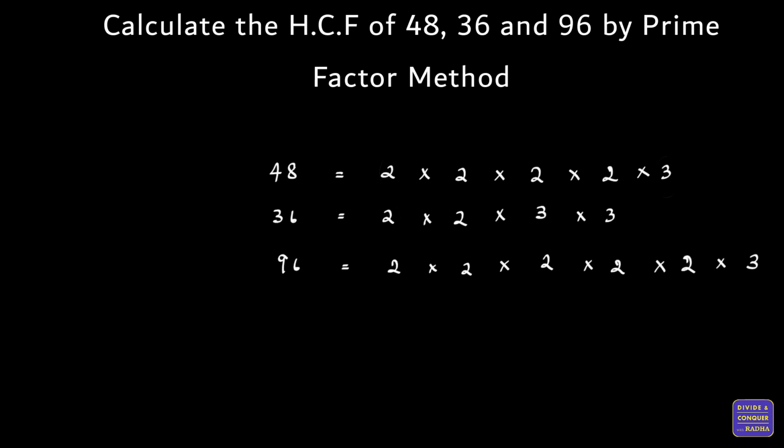Now we need to circle the common factors that are available in all the three numbers. So the common factor 2 is available in all the three. So let's circle the first pair, and from that we need to take out 1 2. Then again we have 2 as a common factor in all the three numbers. So we take out another 2. Now 3 is common in all the three numbers. So we take out 1 3.